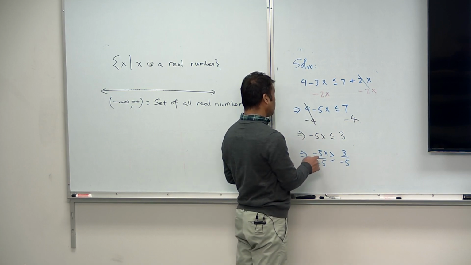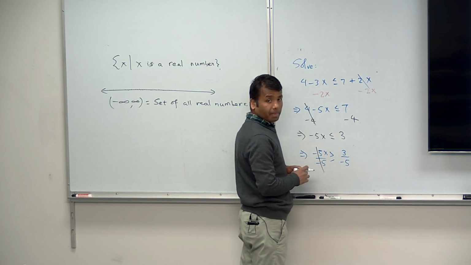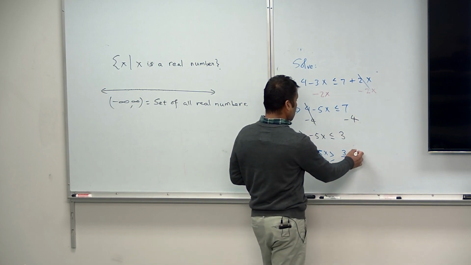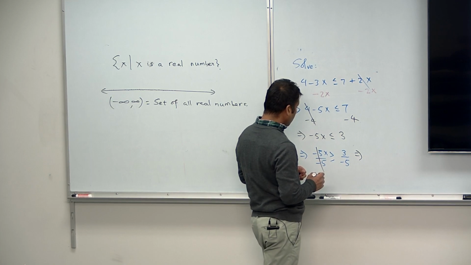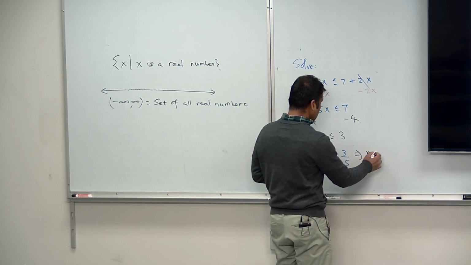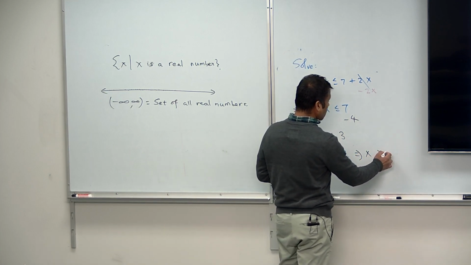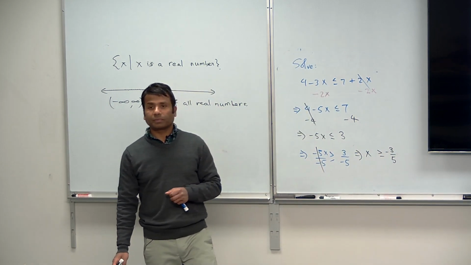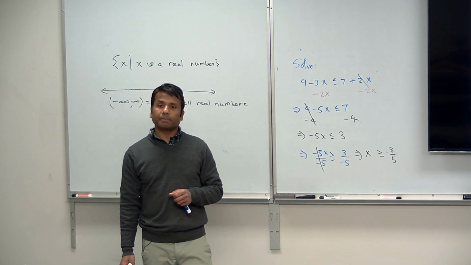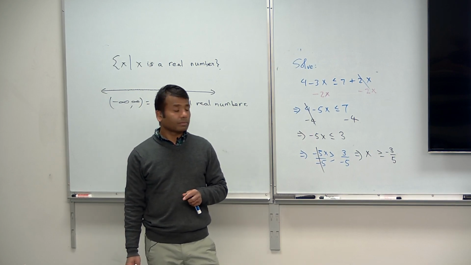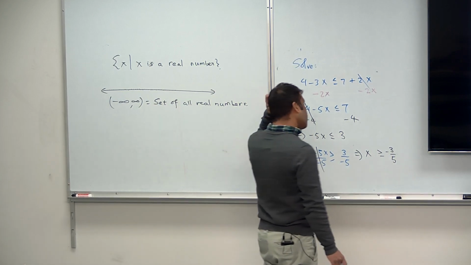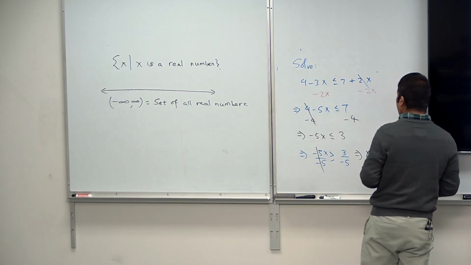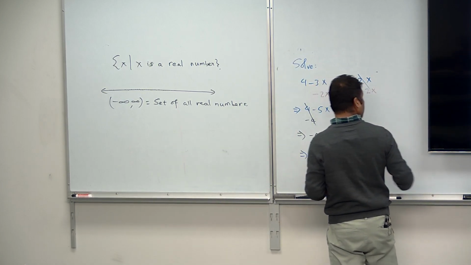And now you see negative 5 on the top and negative 5 on the bottom. You can cross them out, right? So we will end up with what? x is greater or equal to negative 3 over 5. Make sense? So x is greater or equal to negative 3 over 5. Now, you need to write the answer in interval notation.